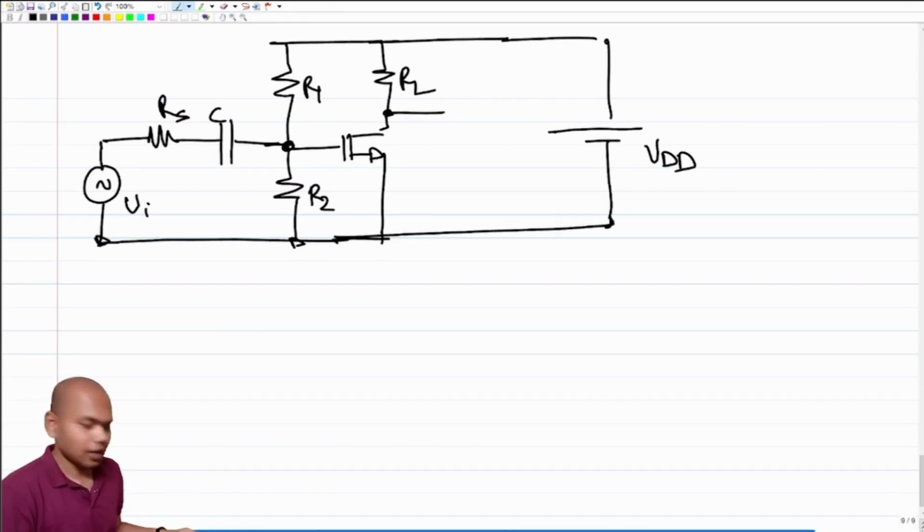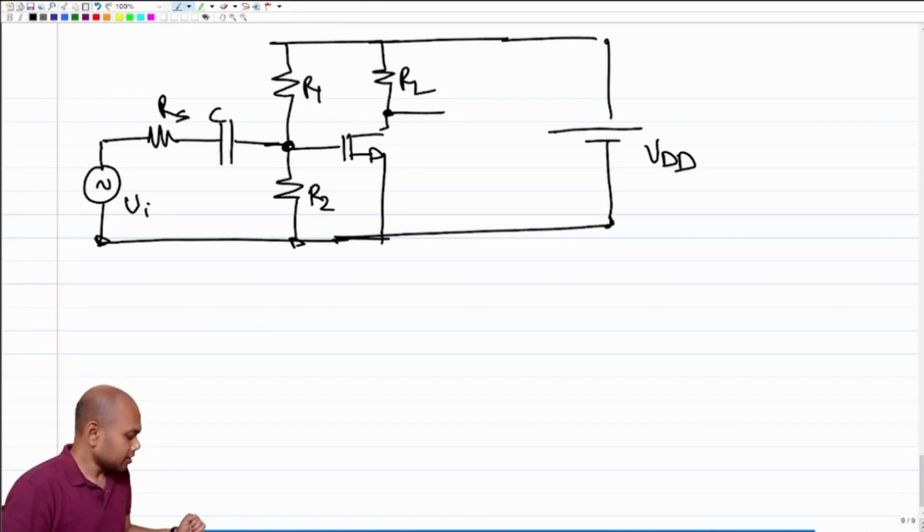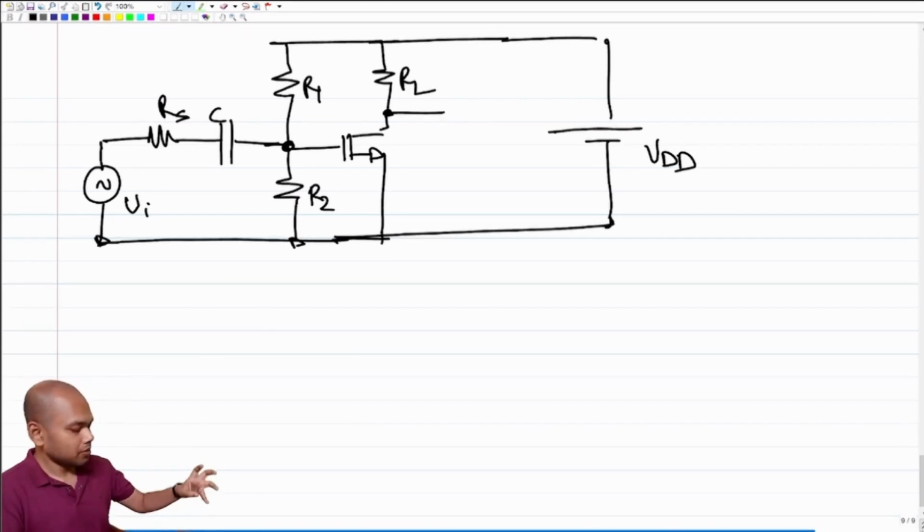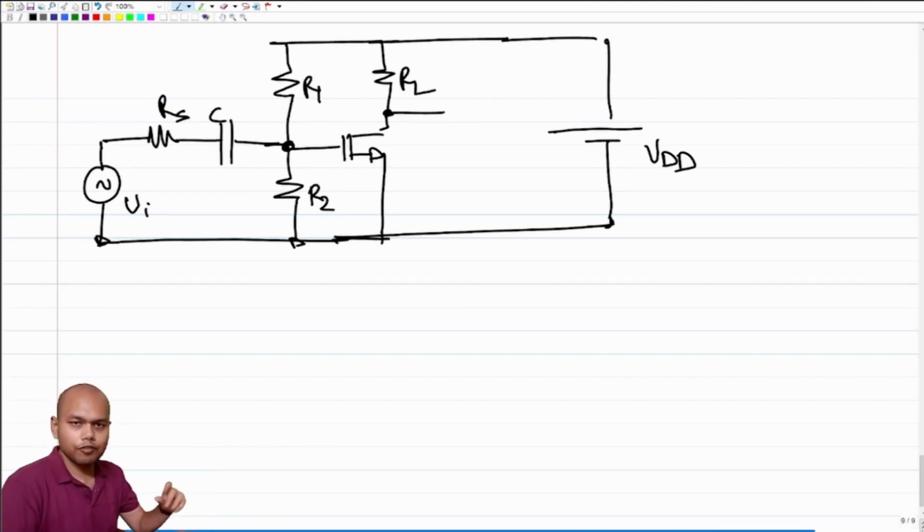But the question is, are we? As it turns out, there is a slight bit of complication. The complication is again a practical one. Remember, I told you that there is a problem that you cannot have access to both terminals of a source.